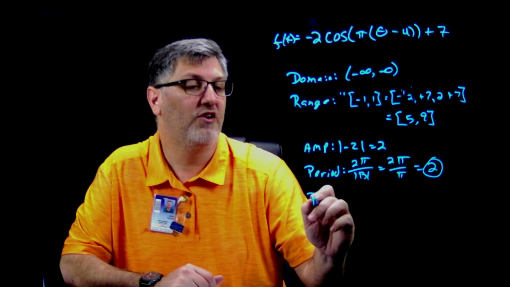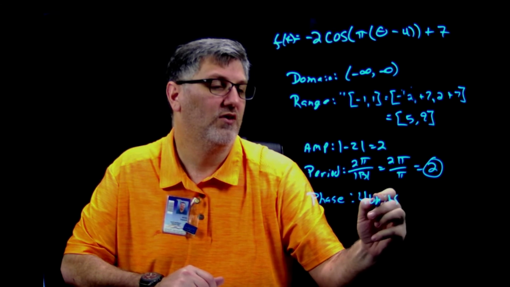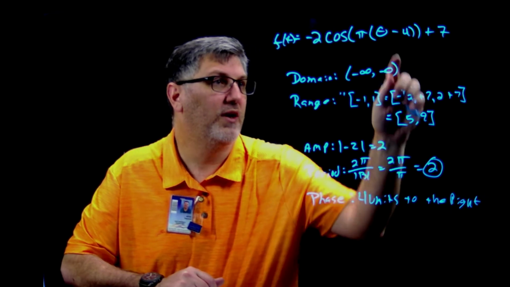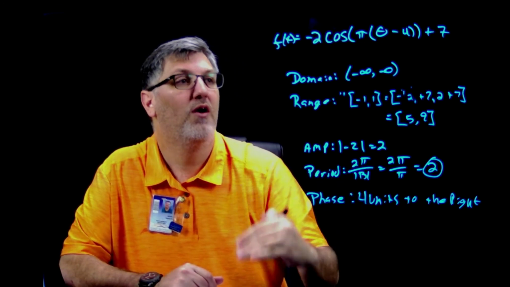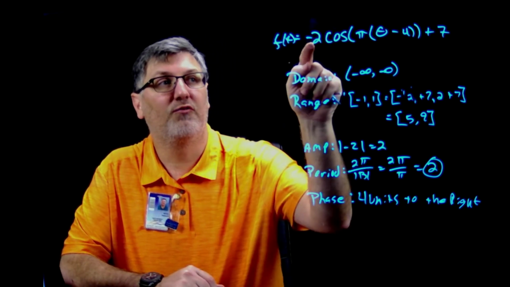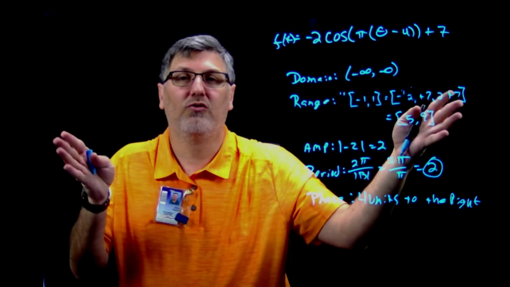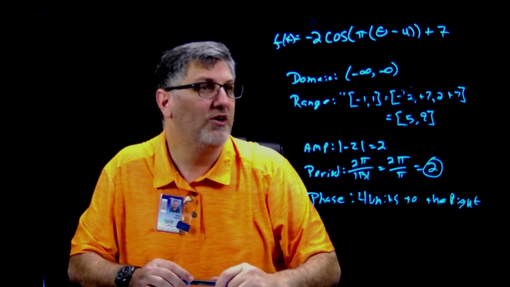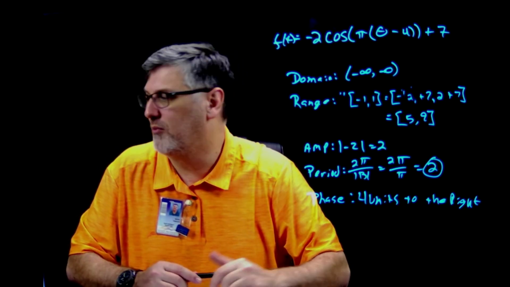If I ask you for the phase shift, it's simply 4 units to the right from our transformations. This -4 means we're moving it 4 units to the right. Pretty straightforward. If I ask you for your vertical translation, it's 7 units up. And if I ask you for a reflection, this is a reflection over the x-axis. It is a vertical stretch. It is a horizontal compression, because this is greater than 1. Pi is greater than 1. So pretty straightforward transformations with key features. Not really bad. Transformations are transformations.